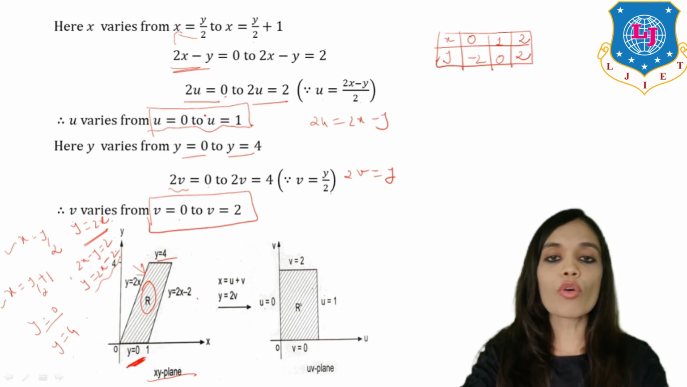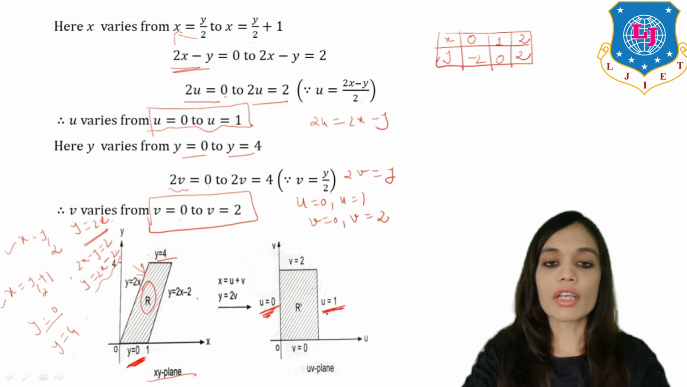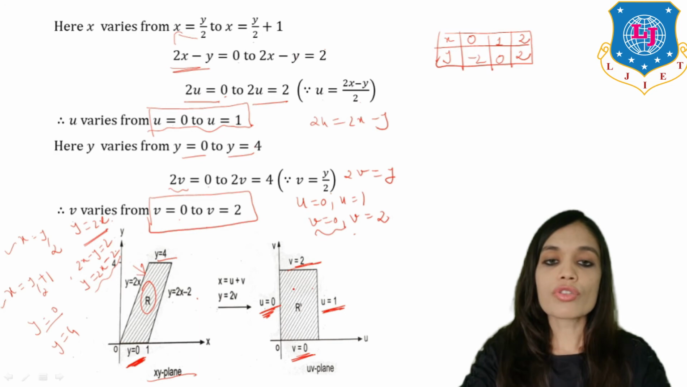Now we have total 4 lines in our uv plane, right? And they are u is equal to 0, u is equal to 1, v is equal to 0 and v is equal to 2. So draw your line u is equal to 0. That will be your v axis, right? Next draw the line u is equal to 1. Next draw the line v is equal to 0. That will be your u axis. And lastly draw the line v is equal to 2. So this region is our R dash and this is our new region R, right?